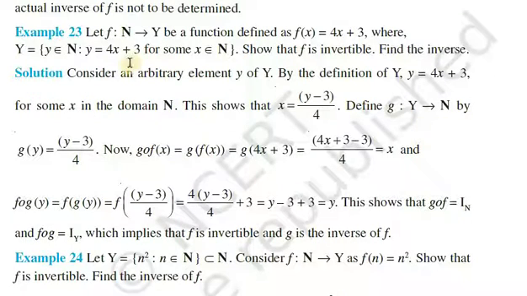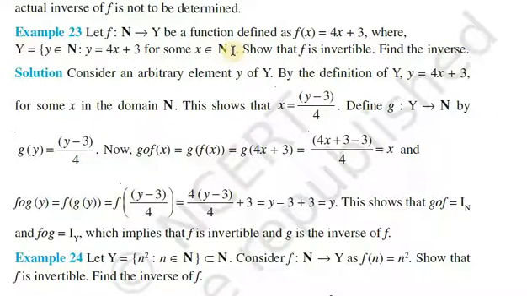So in this example number 23, here you have a function from N to Y. I don't know what set Y is, we'll see it later on. It is defined by f(x) equal to 4x plus 3, where Y is given as the set of y such that y is 4x plus 3 for x belonging to N. Okay, it is saying that Y is the set of all points in the range. You have to show that f is invertible and find what the inverse is.